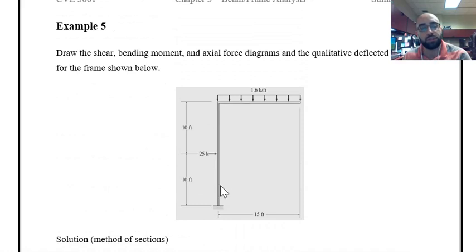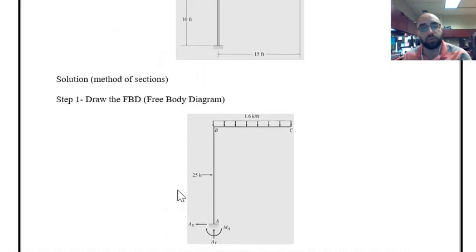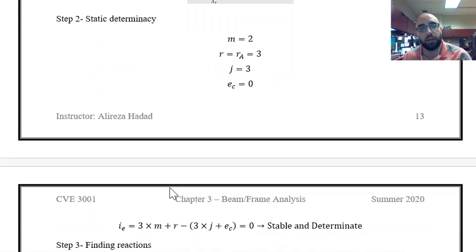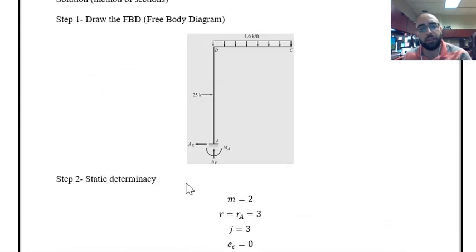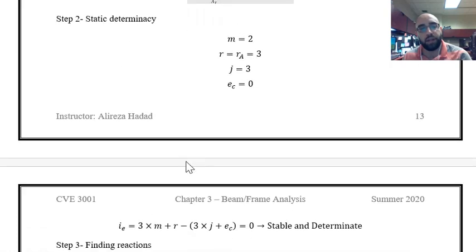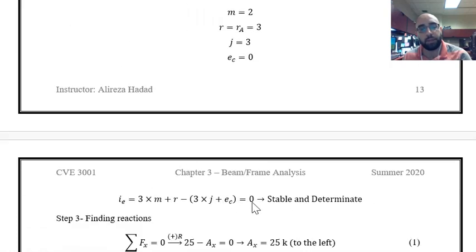Or let me show you the structure. So this is the frame. I'm considering each of these points as a joint. So we have 3 joints, and if I put these values into this equation, we have the final value as 0.